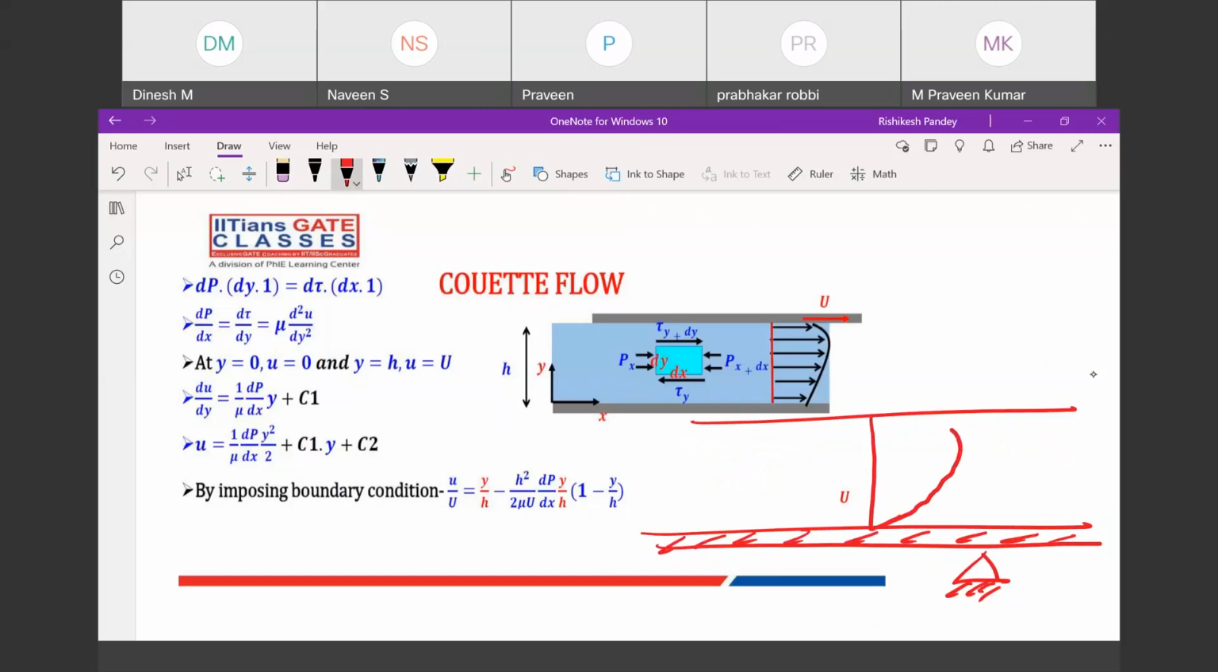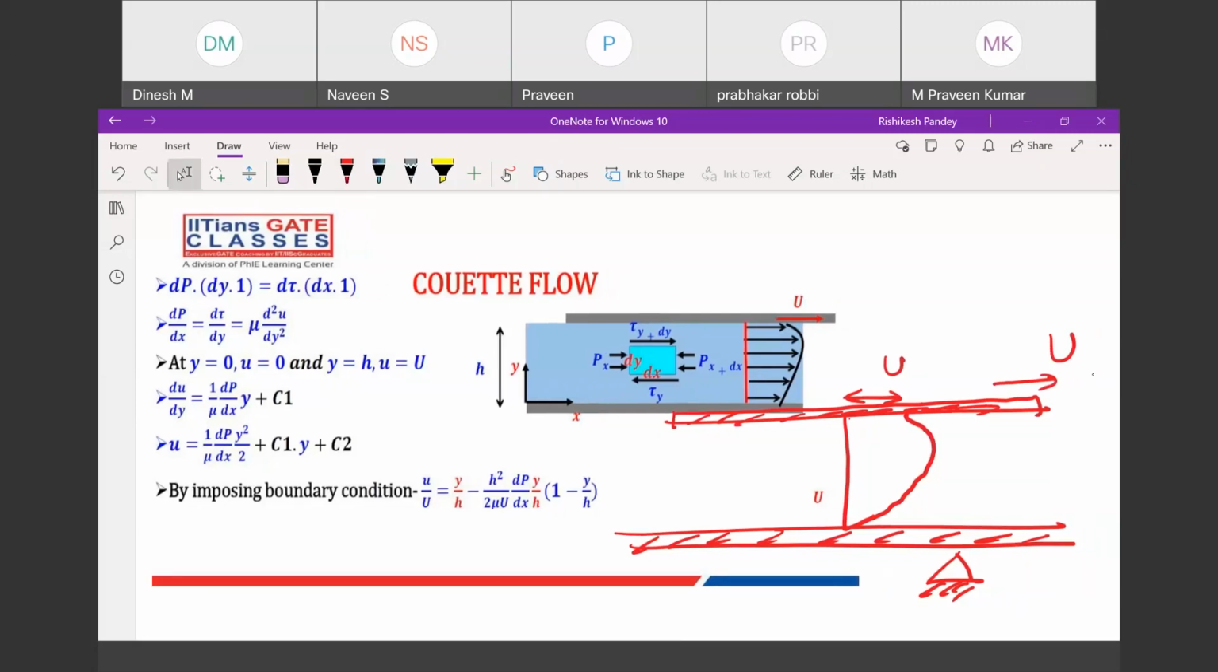But this will not be zero. This will have some velocity, which is the velocity of the plate itself. So this is moving with some velocity u. So this only you should make a note of for Couette flow. Bottom will be zero, so the velocity profile will be parabolic only. But here it is zero. At this point it is zero. The top layer will move with some velocity which is equal to the velocity of that plate only.